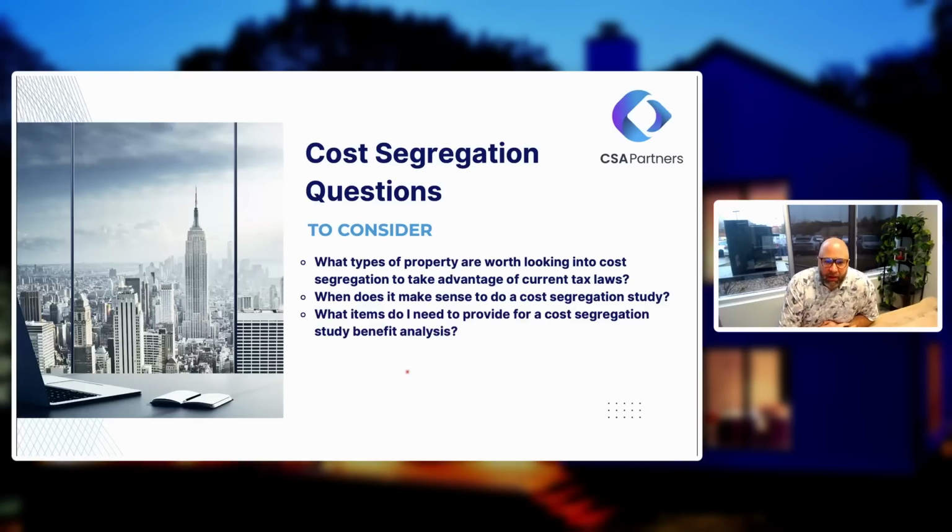All right, so some things to consider on cost segregation. Number one is what types of properties are worth looking into. Again, any revenue generating property with a depreciable basis over about $250,000 is worth looking into. Most cost segregation companies out there, including ourselves, will do a free benefit analysis where we will run some initial numbers for you before we ever engage you or ever charge you a dollar. We want to make sure that, yes, in fact, this is a good property. And yes, in fact, you can use the deduction.